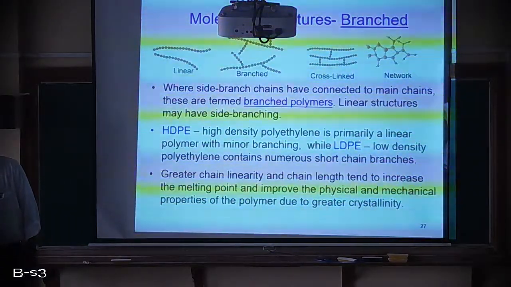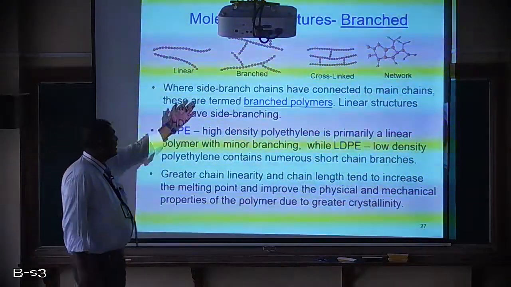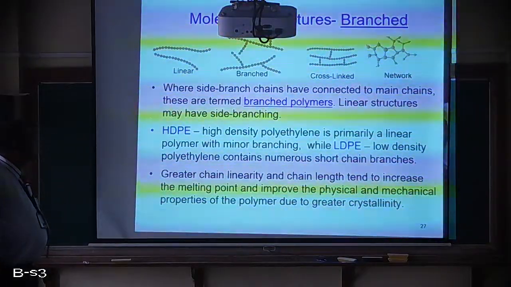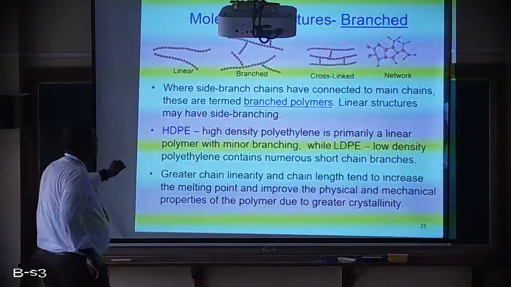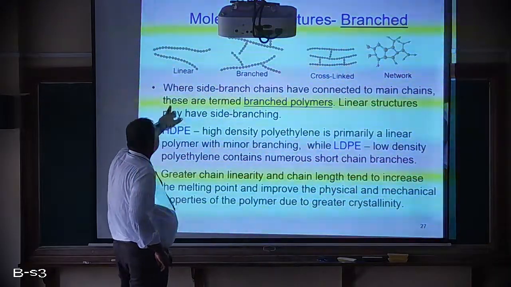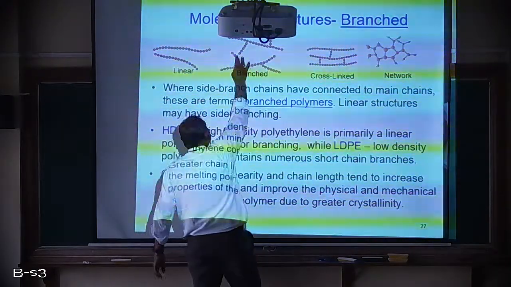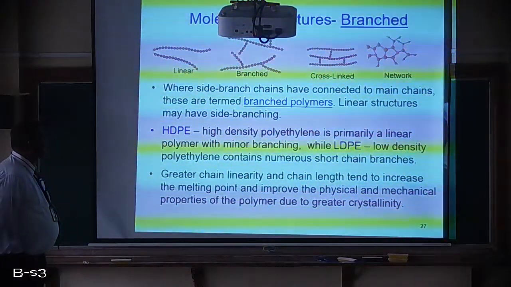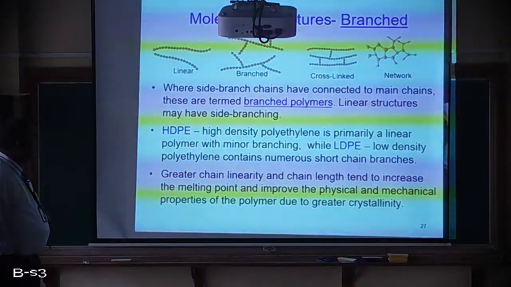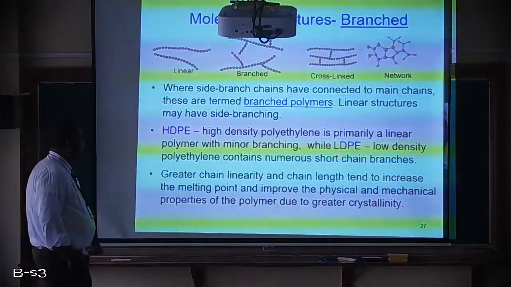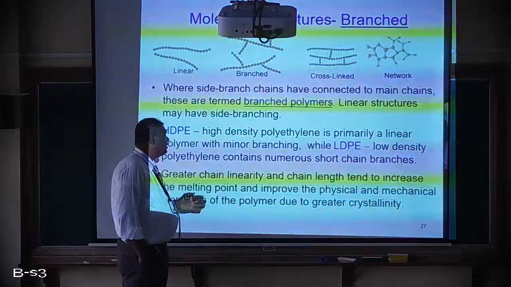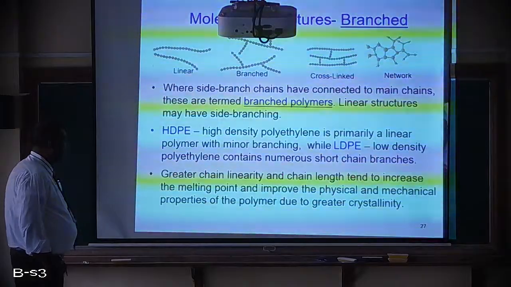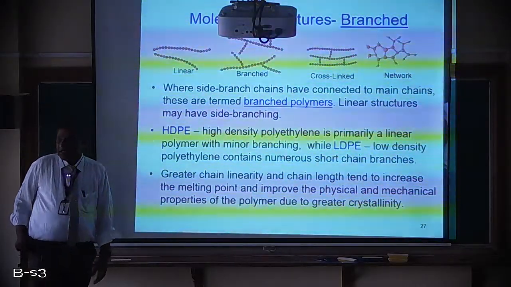So next is the branched one. For the branched one, these HDPE, LDPE are the branched ones. So you can see where the side branch chains are connected to main chains. These are termed as the branches. Branched polymers, linear structures may have side branching. So the examples for this are LDPE and HDPE. Greater chain linearity and chain length tend to increase the melting point, and the physical and mechanical properties of the polymer increase with greater crystallinity.